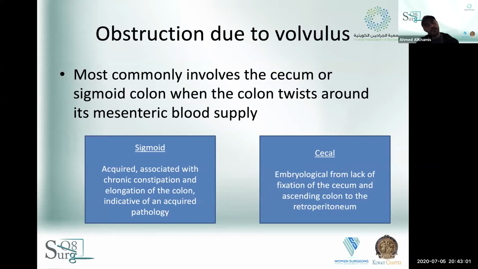And the sigmoid volvulus is acquired, people say it's with age, things get stretched with constipation. It's not really clear. I don't think you care, and I don't care why it happened. It just happens. And I don't think you can prevent it because it's based on a long history of chronic constipation, an elongated colon, and then you get the twist.